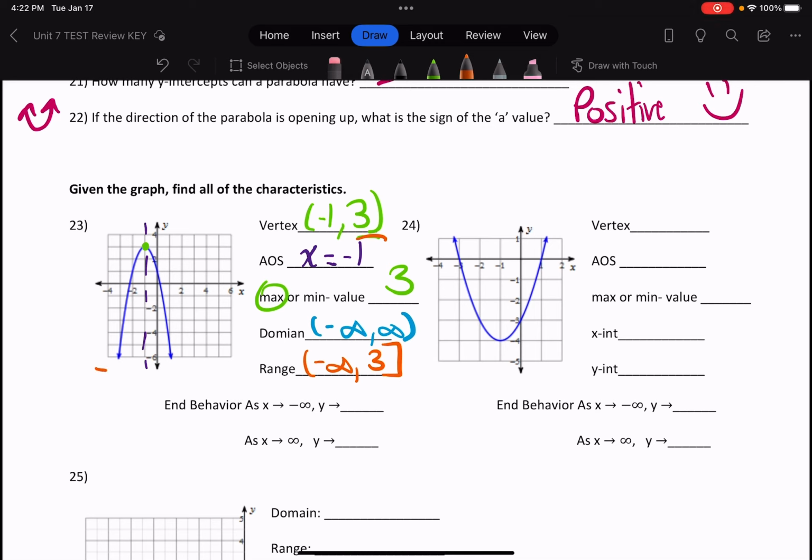Then we need to look at end behavior. When x goes to -infinity, my y values are approaching -infinity. And since this is a quadratic function, they need to match. So since x approaches +infinity, my y value also approaches -infinity. They're both facing the same way.